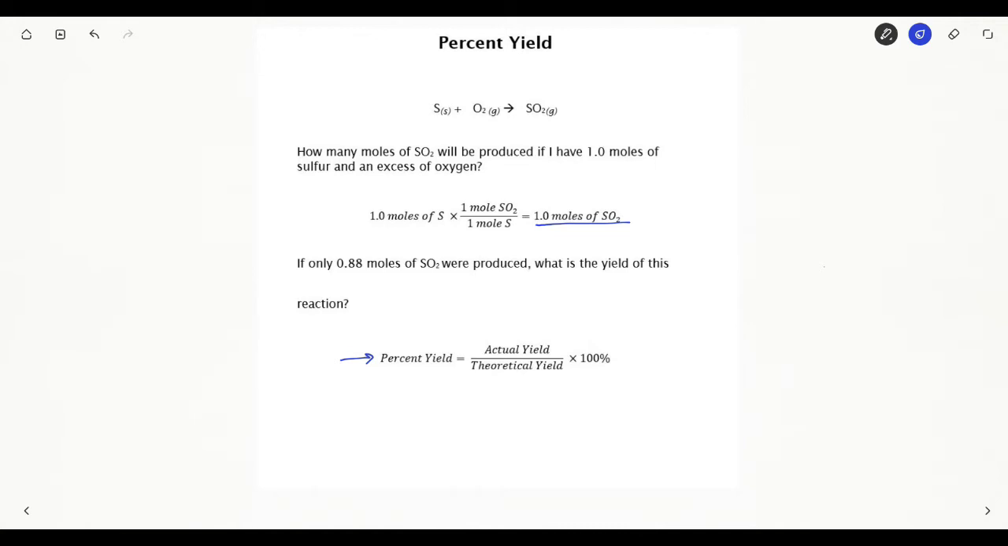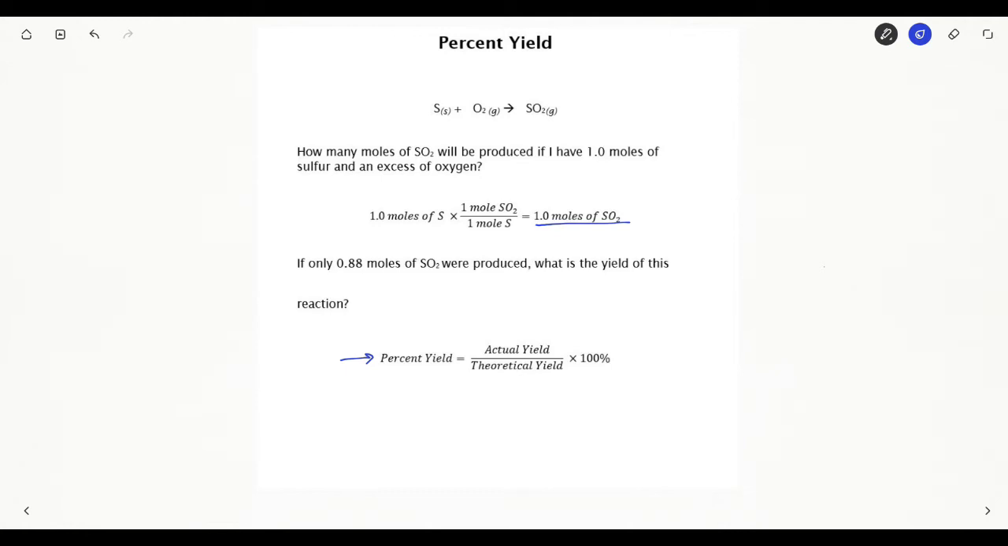The second number we need is the theoretical yield. This would be the maximum number that could potentially be produced. The theoretical yield is the yield we calculate when we do our stoichiometry. The actual yield is what we get when we go into the lab and run these reactions.